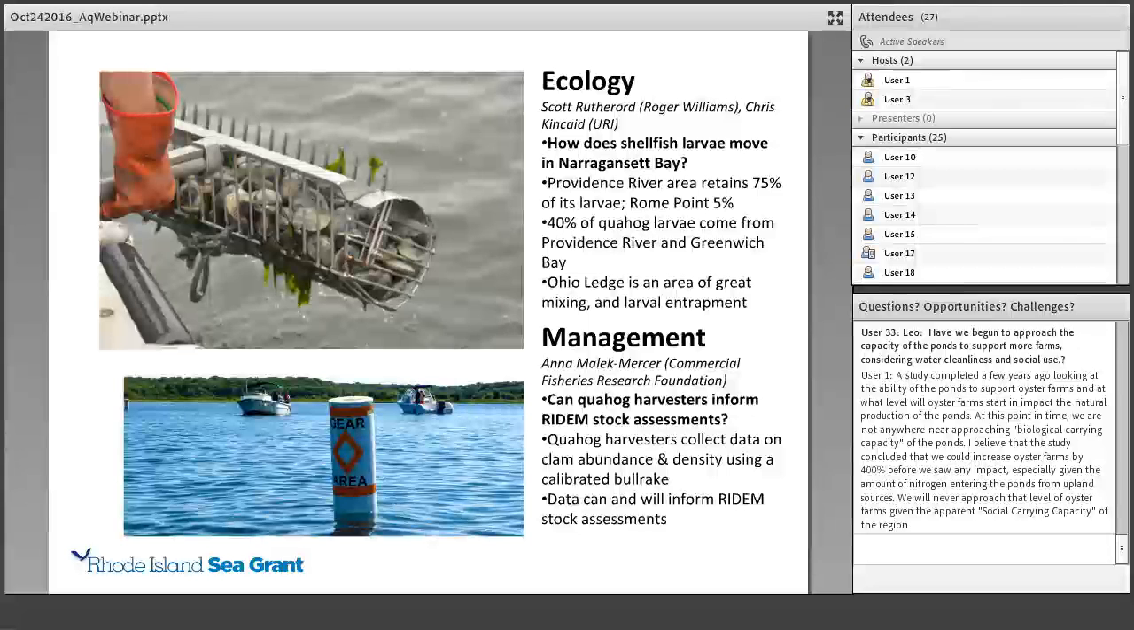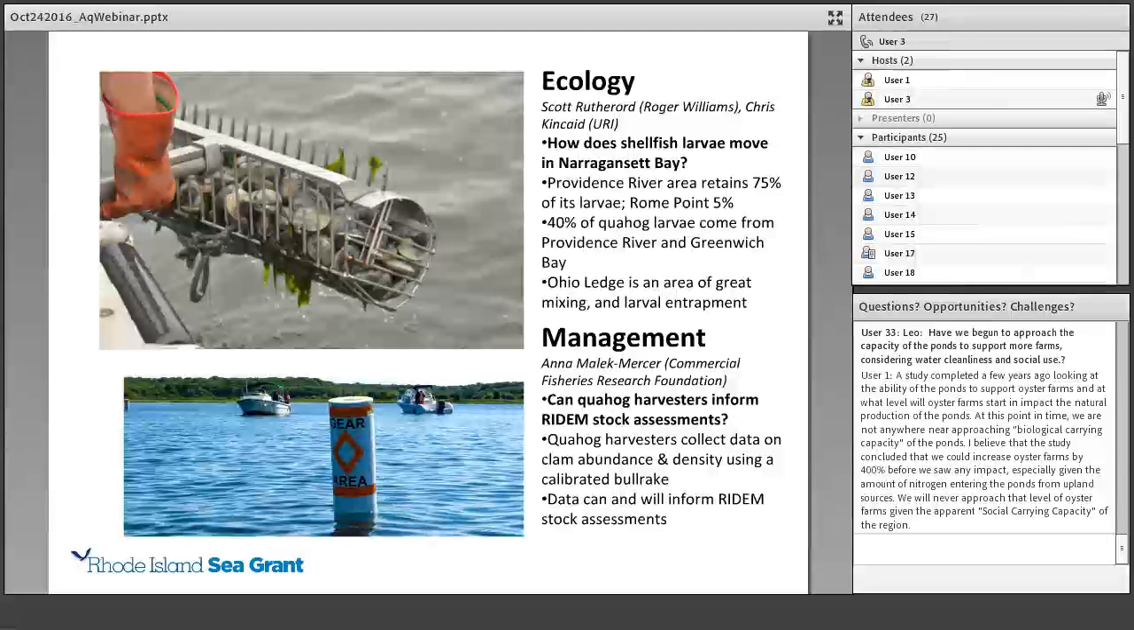A few interesting results is that the Providence River, no surprise, is a big area for pumping quahog larvae into the bay, and much of that larvae is retained in the upper bay, and anything that makes its way down to about Rome Point then really gets flushed right out of Narragansett Bay.